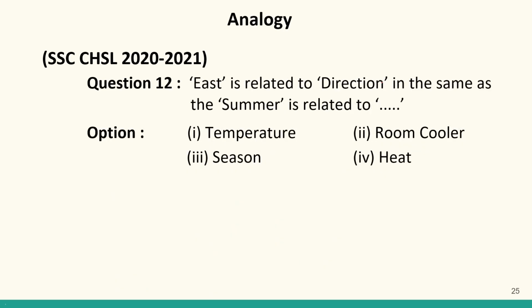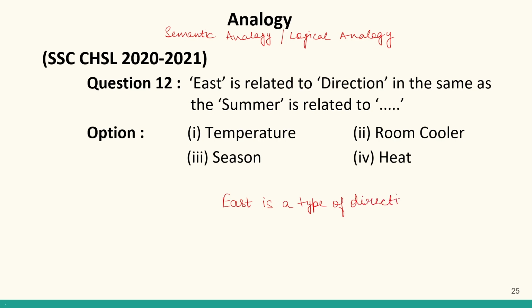Now, east is related to direction in the same way as summer is related to, we have to find out the missing element. This is a question of semantic analogy. Or you can also say that this is somehow a question of function analogy, but most commonly this will be a semantic or a logical analogy only. So we know that east is a type of direction, right?